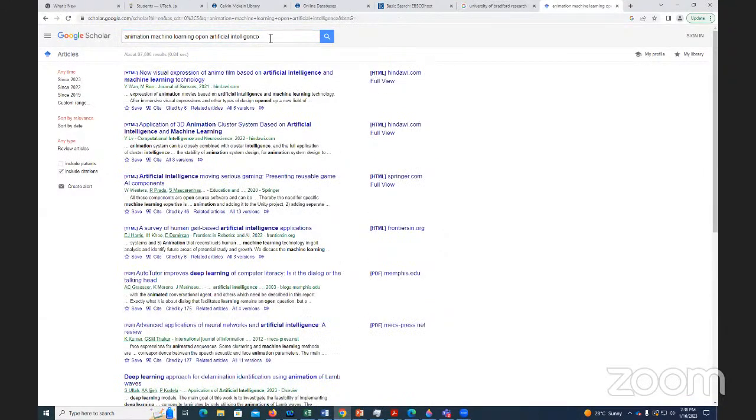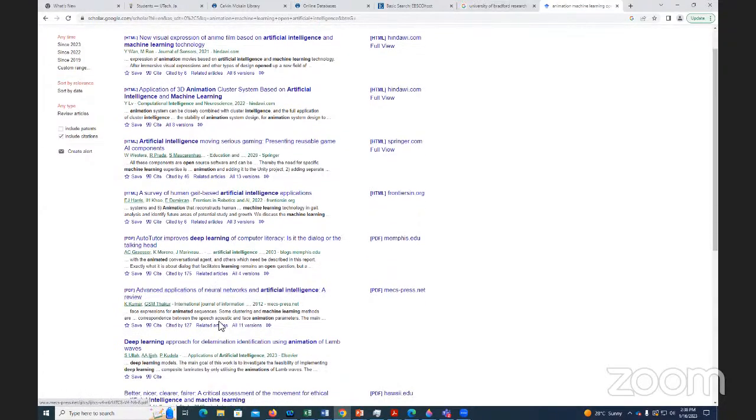But I'm looking here for this article, new visual expression of anime film based on AI and machine technology, cited by 6. And this gaming is not about that. 3D animation cluster. Survey of human gait. Well, this actually sounds interesting to me. Does this sound interesting to you guys? The first one sounds interesting. Human gait-based artificial intelligence applications.